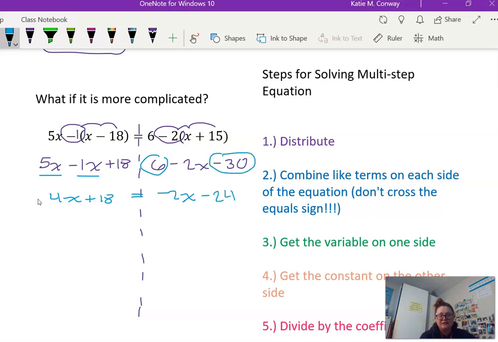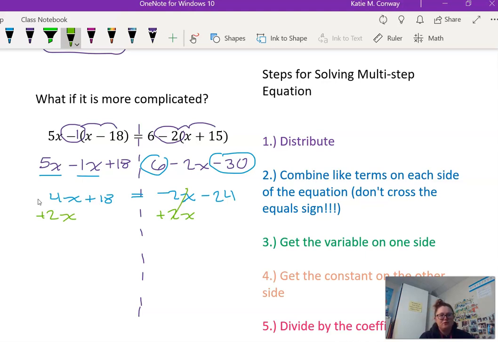And then I'm going to combine 6 and -30, which makes negative 24. So now I have basically what we did in the last problem set. I have just a simple equation with variables on both sides, which means now we need to get the variable on one side. So we have -2x on this side and 4x on the left side. I like x to end up on the left side, so I'm going to add 2x to both sides. You could, at this point, subtract 4x if you wanted to, and you would still get the right answer, but x would end up on the right side.